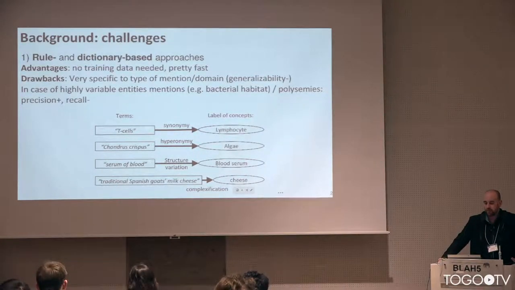We have two kinds of approaches in this field. First, the rules and dictionary-based approaches, with the main advantages: no training data needed, and it's pretty fast to compute. The drawback is that it is very specific to the type of mention or domain, so the generalizability is pretty low. But in the case of highly variable entity mentions, for instance the bacterial habitat, or polysemous terms, we have a good precision, but sometimes a bad recall.